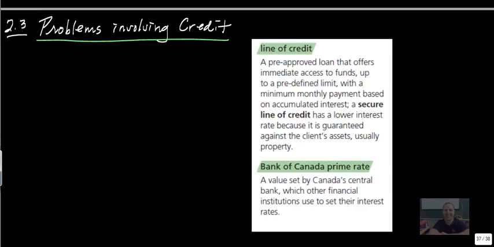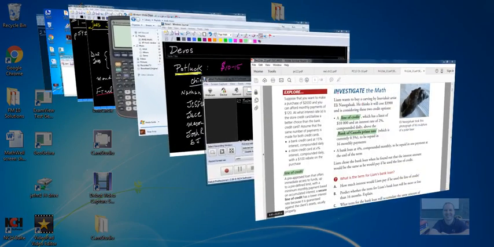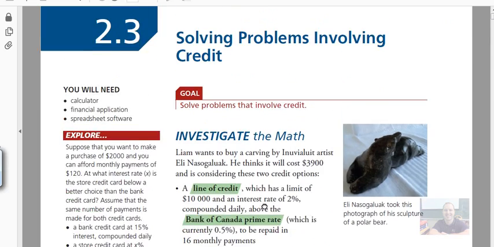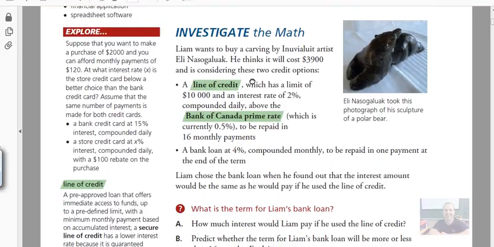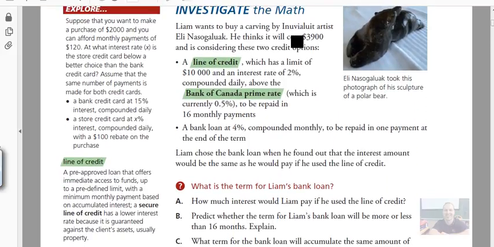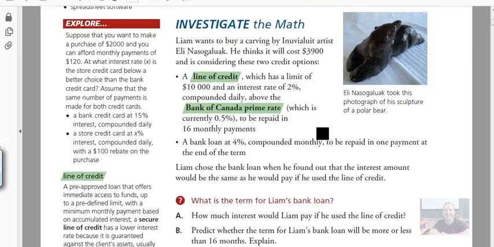Okay, so if we take a look at Investigate the Math in your textbook, right here. This is your first page, 2.3. It says Liam wants to buy a carving by an Inuvialuit artist, Eli Nazaguluk, I think. He thinks it will cost about $3,900 and is considering two credit options. The first thing he's considering is a line of credit, which on your assignment you were asked to explain, which has a limit of $10,000 but an interest rate of 2% compounded daily.